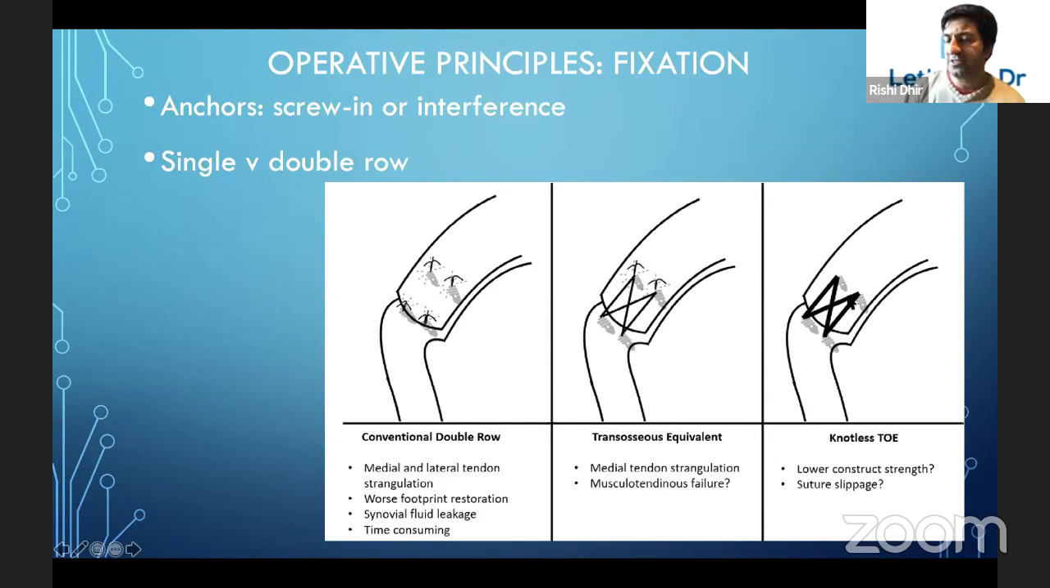Or there are these knotless ones. The SpeedBridge by Arthrex is an example of these. And basically, the advantage of these is it's knotless, it's a lot quicker. Some people say there's no strangulation of the tendon, but others argue that there's lower construct strength, and basically you've only got it fixed here and fixed here. So if that gives way, the whole construct will give way as well. Lots of different ways of skinning a cat.